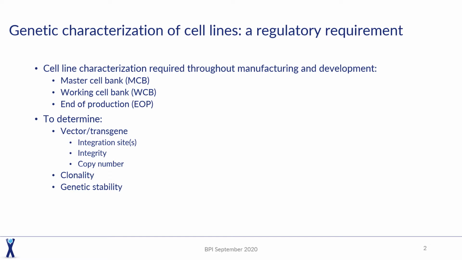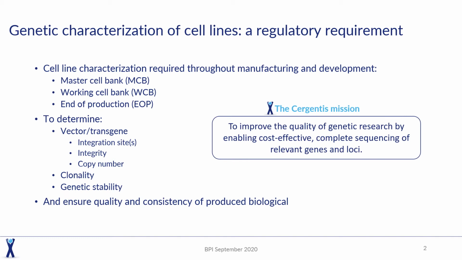And hereby it's important to look at the integrity of your transgene, where the transgene has integrated, and the number of transgene copies. And if we then look more broadly, you also want to look at the clonality and the genetic stability of a cell line. And all of this, on a broader scale, is expected to guarantee that the quality and consistency of your produced biological, say your antibody, is maintained. So you want to see on the genetic level, but also of course on the phenotypic level, on the quality of your product, that this is consistent throughout your entire production process.